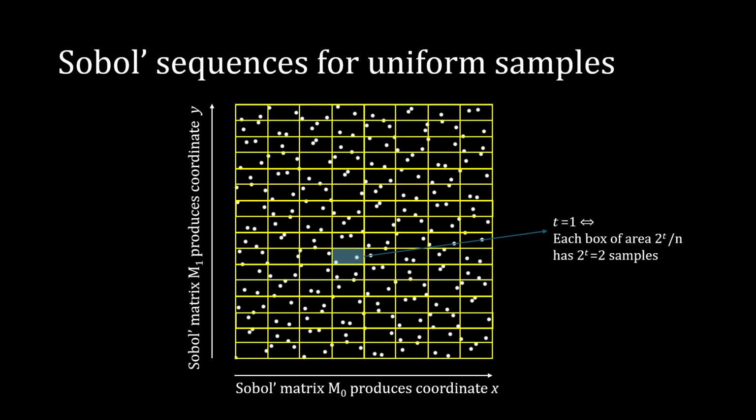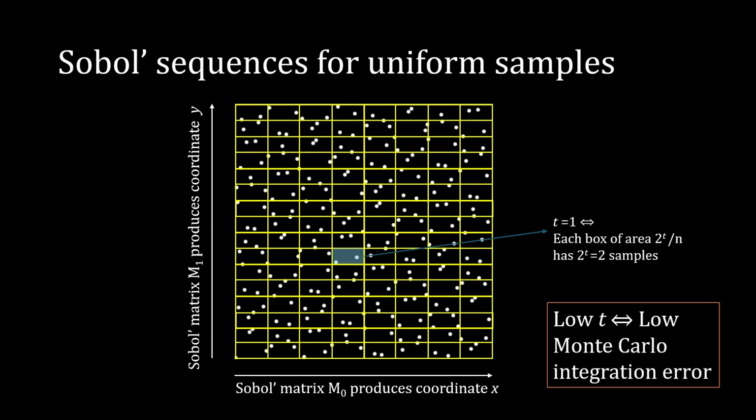Here, t equals 1 means that any dyadic partition of the space in boxes of area 2 to the power t over n contains exactly 2 points per box. t is crucial for Monte Carlo integration, since low t guarantees high Monte Carlo convergence rate.